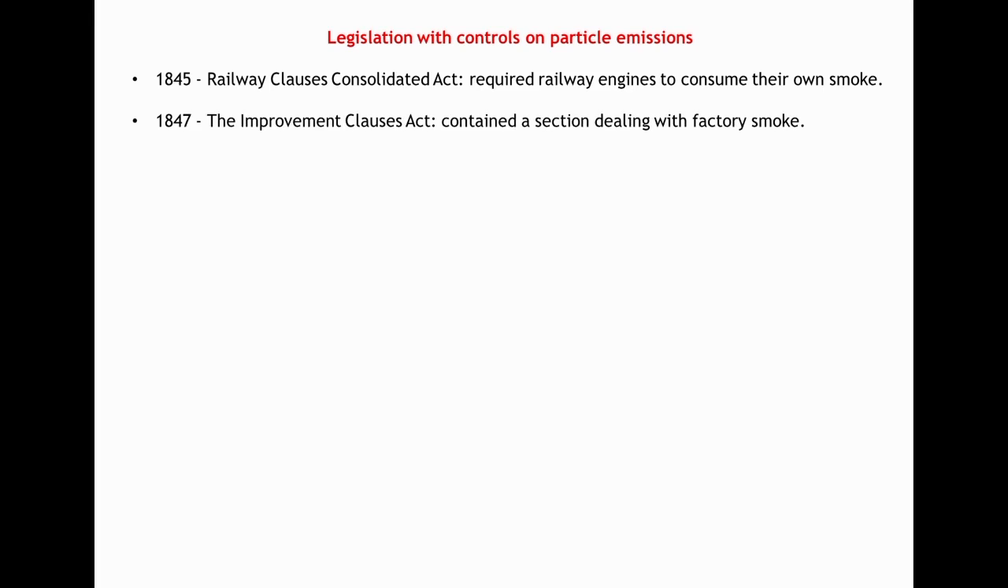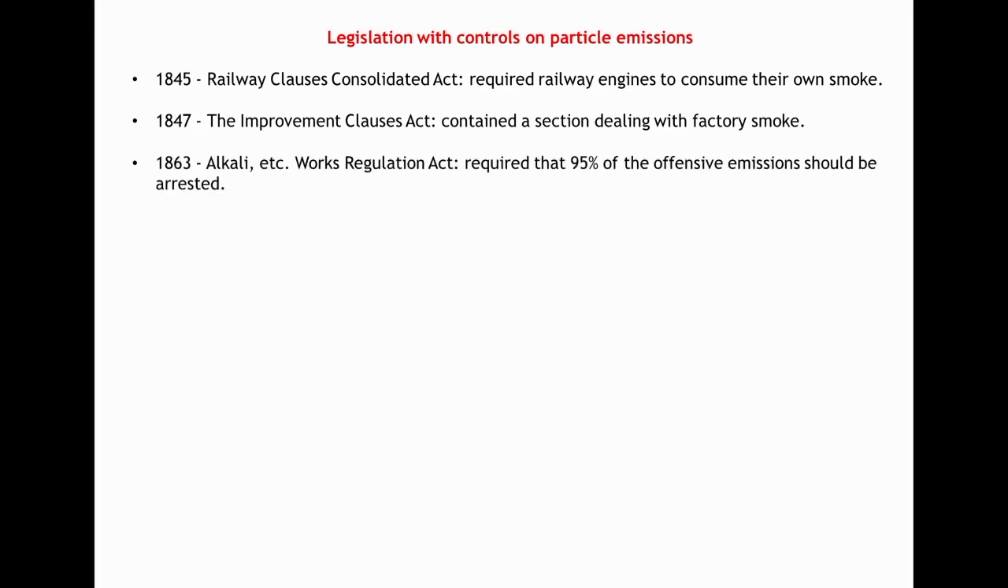And then they started legislating for factories. 1847 was the first of those pieces of legislation. And then the Alkali Works Regulation Act required that 95% of offensive emissions should be arrested. So the Improvement Clauses Act, the industry were ignoring it. Because you know that if you tell industry to clean something up, if you don't set the targets hard enough, they'll work a way of emitting something different. So in 1863, they thought, hang on, we'll catch these industrialists out, and we'll try to close the law down, to make the law tighter. So that was probably the first legislation in response to people trying to get around the law.